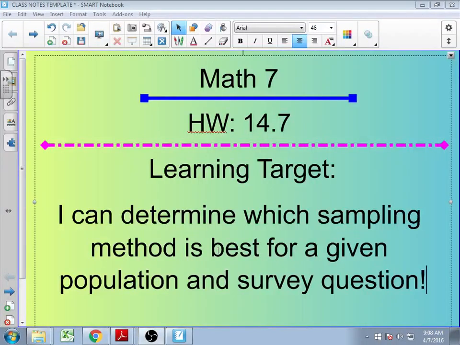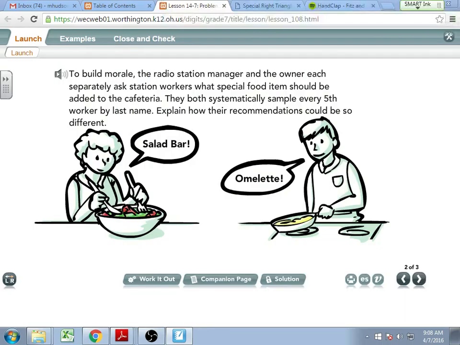All right, so today's lesson should be a little quicker. With any luck, we might get done early and have time to mind trap.